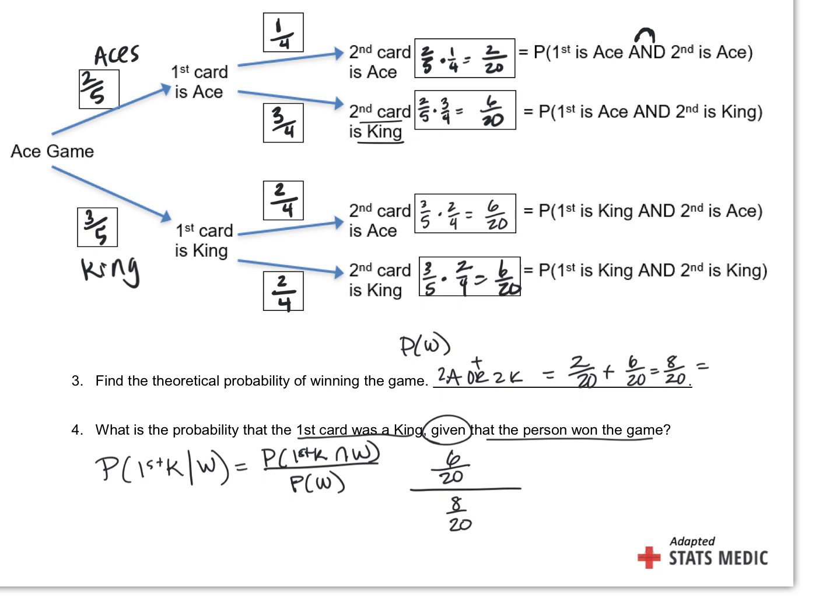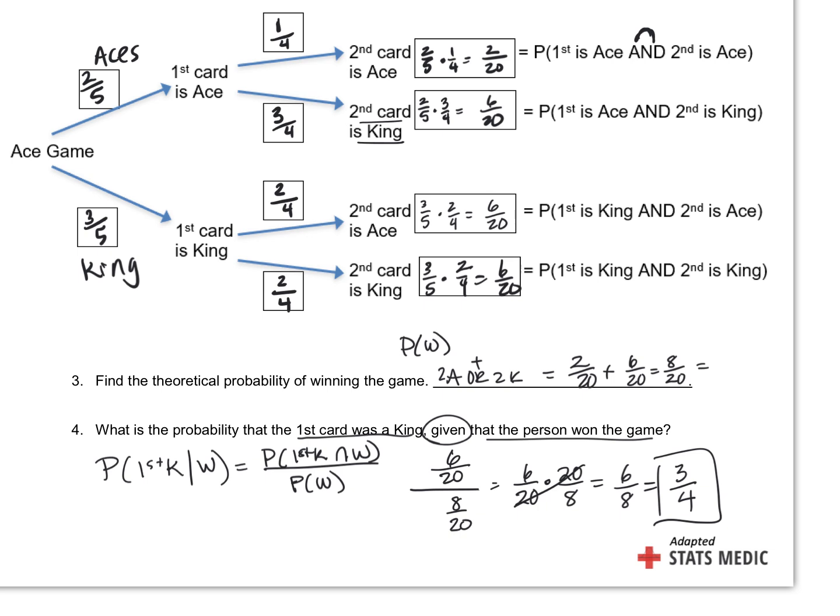8 out of 20. How do you divide fractions? Do you remember? Keep, change, flip. Good. It's just keep, change, flip, peeps. It's okay. So we do 6 out of 20 times 20 out of 8. Guess what? The 20s cancel. 6 out of 8 will reduce nicely to 3/4 or 0.75. Okay.